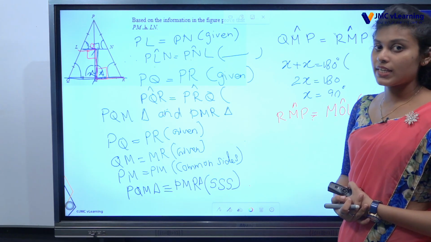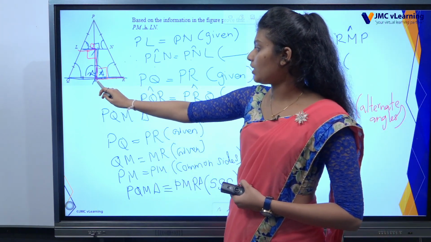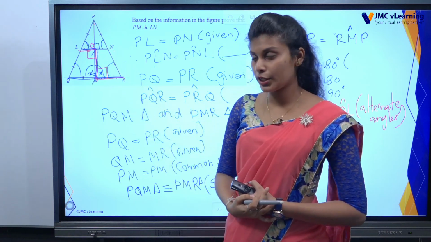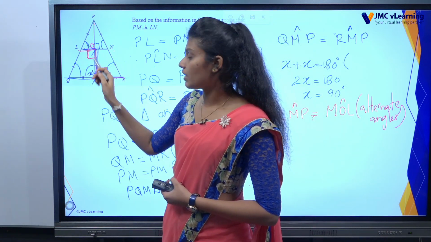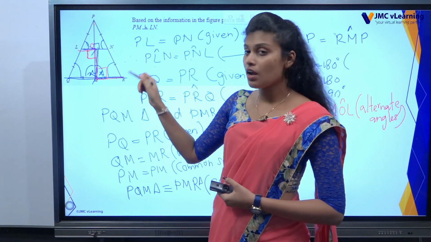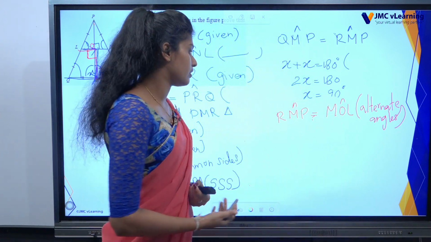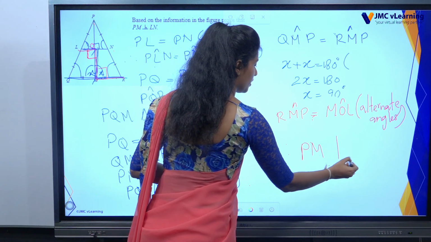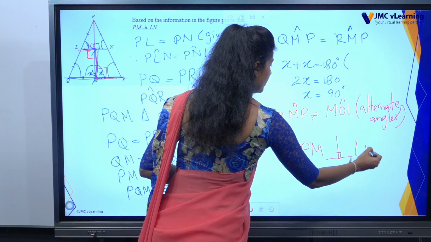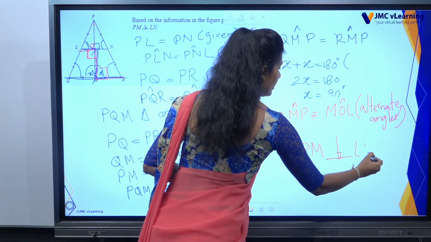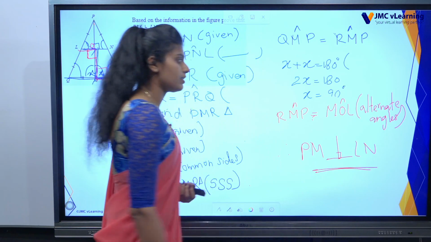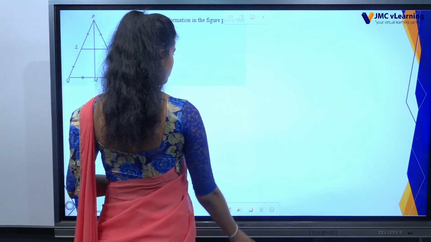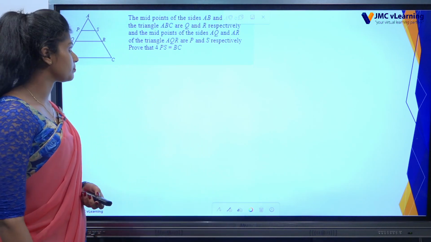So now we can say this PM line is perpendicular to LN. Perpendicular means there should be 90 degree magnitude in this corner. So let us say that therefore PM is perpendicular to LN. That is the answer. Then let us move to another example.